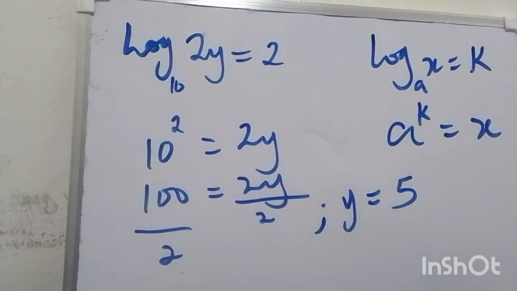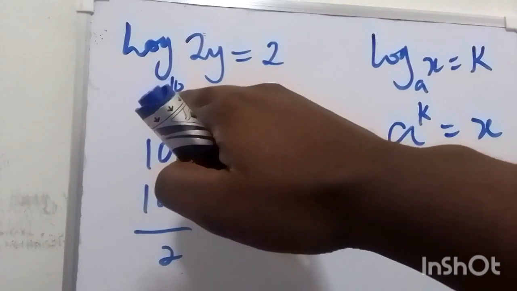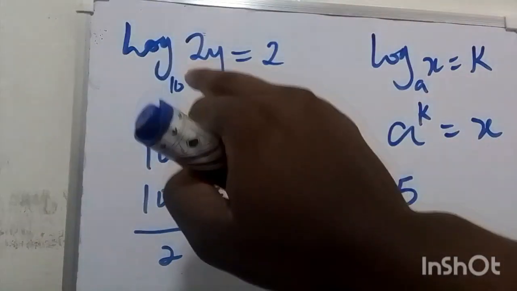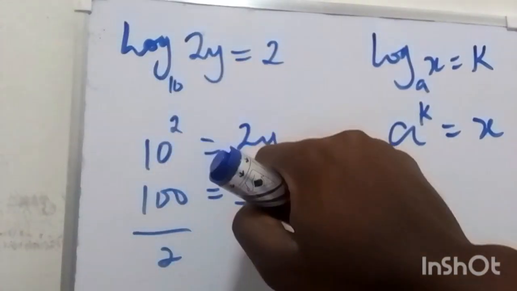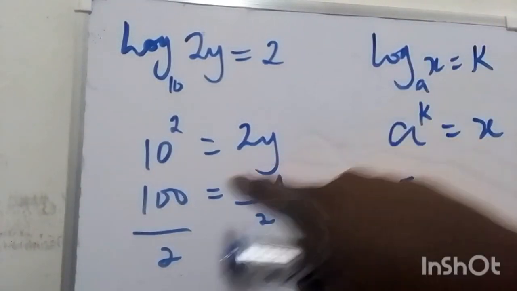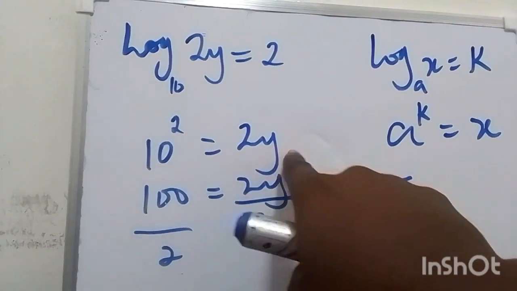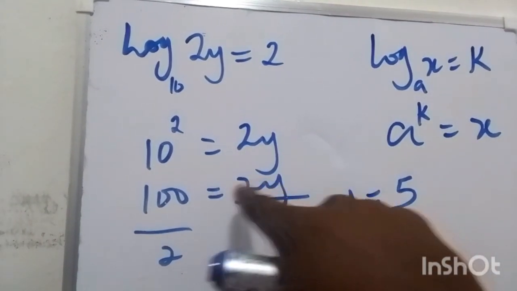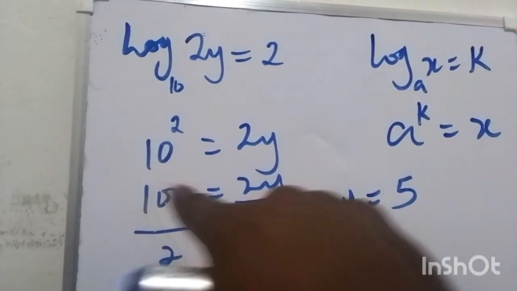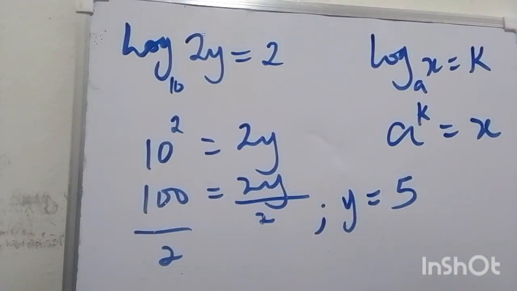Okay. Like I said, introduce base 10. When you don't see anything, it becomes base 10. 10 power 2 equals 2y. The same work with the formula. And 10 power 2 is 100 equals 2y. Divide both sides by 2 to make sure you get the value of y. Also divide both sides by 2 here, and your y equals 5.